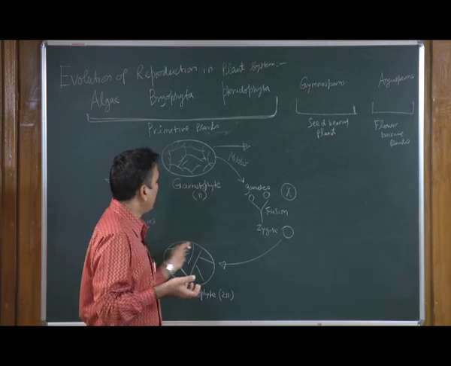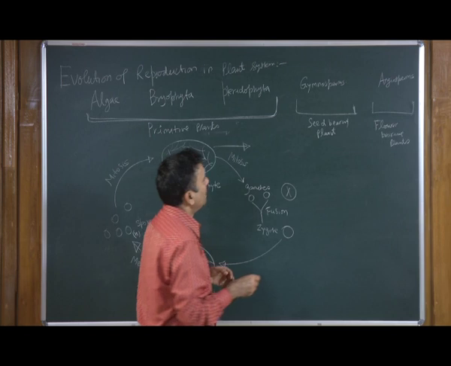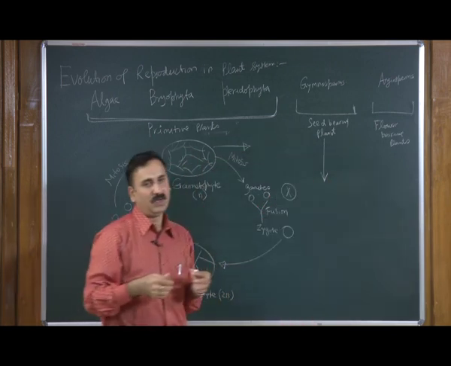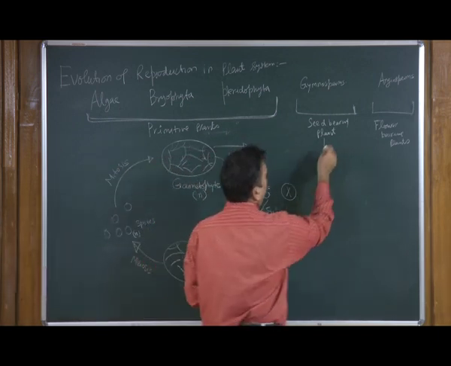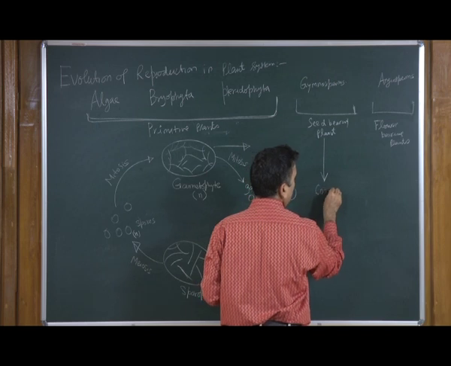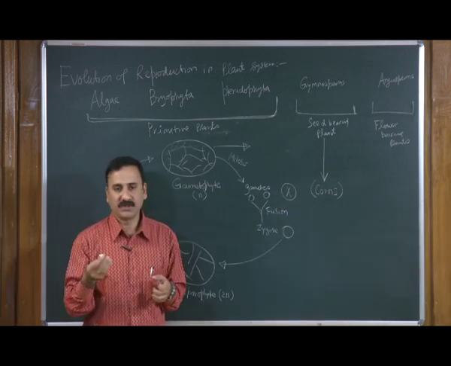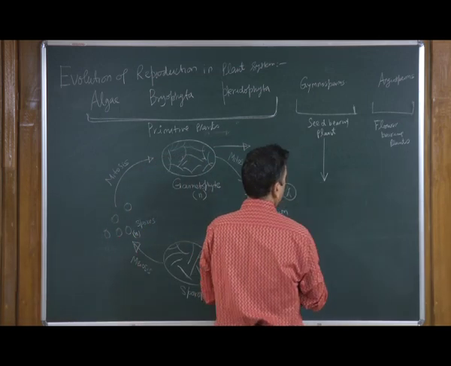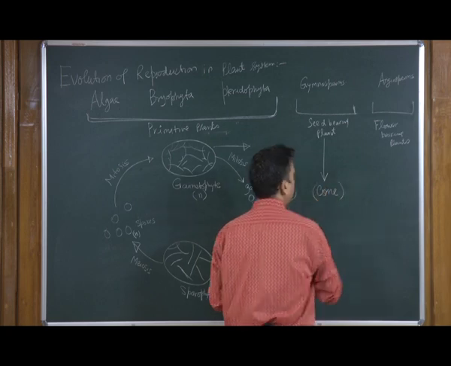So, these kinds of problems have been overcome in the gymnosperms. The gymnosperm is actually the first plant where seeds appear, and these seed-bearing plants have seeds present in specialized structures known as cones.